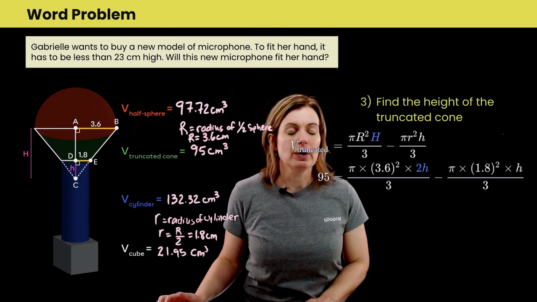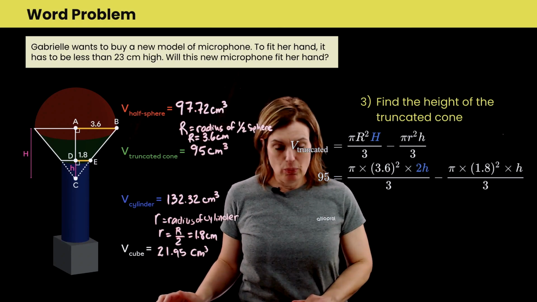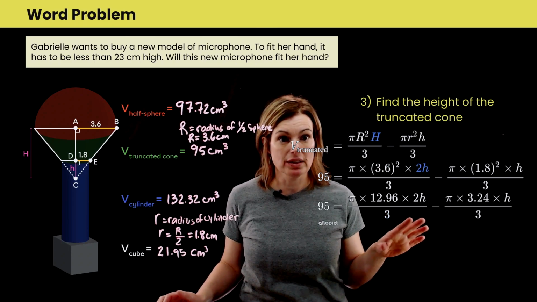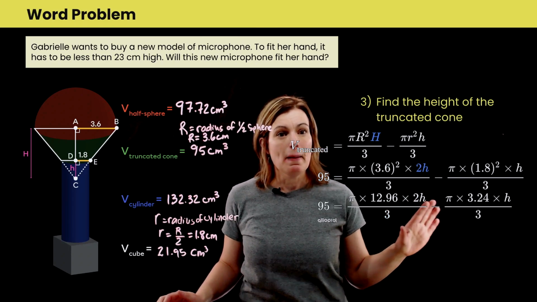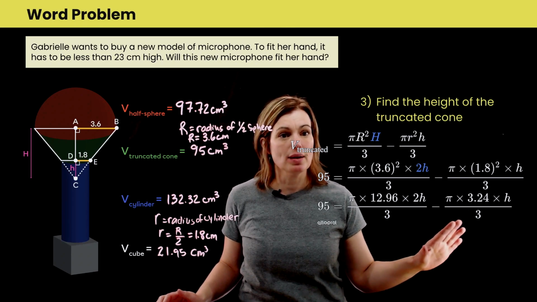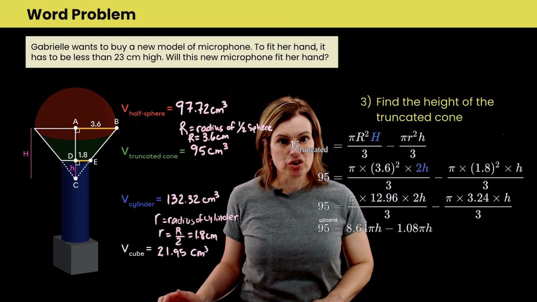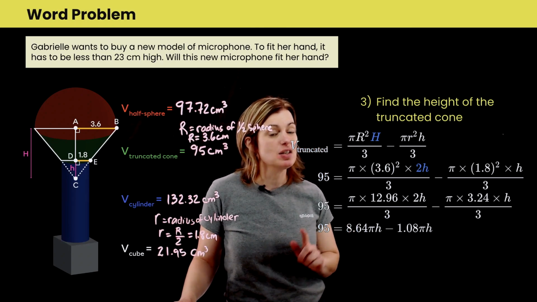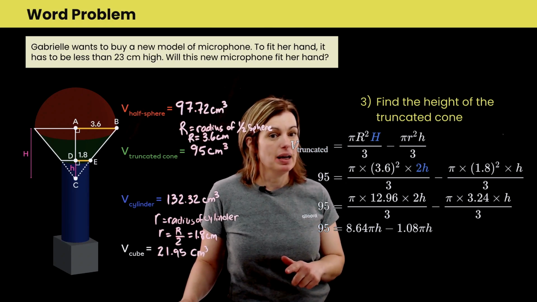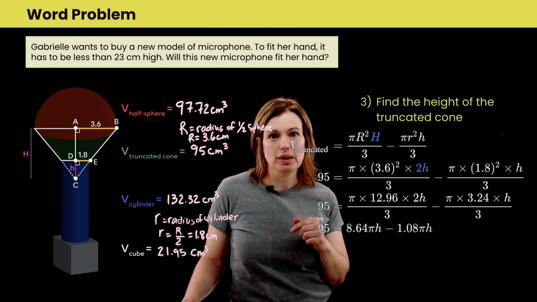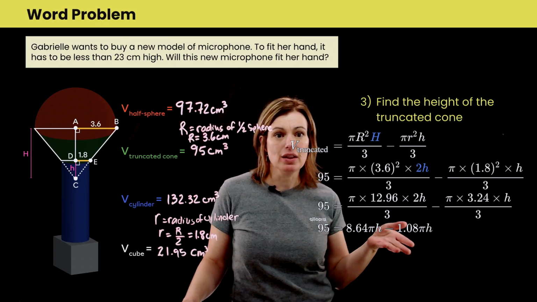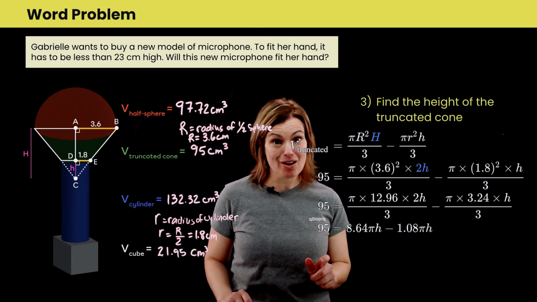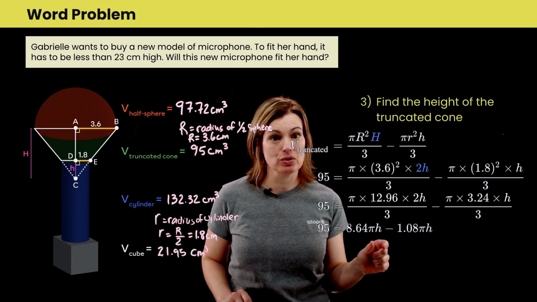All right. So when we crunch our numbers, this leaves us with 95 is equal to pi times 12.96 times 2h divided by 3 minus pi times 3.24 times h divided by 3, which leaves us with 95 is equal to 8.64 pi h minus 1.08 pi h. And my question for you would be, are these like terms? In other words, can we subtract these two numbers? Yes, in fact, these are like terms. We will be able to subtract those two terms.